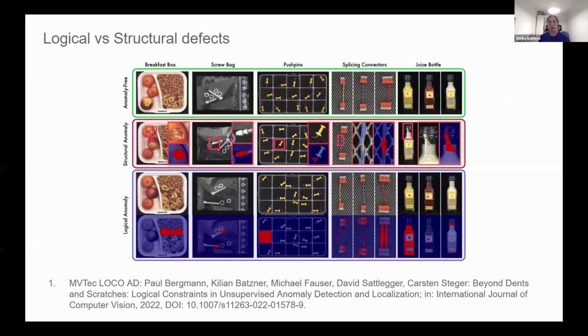And just a bit of terminology, most popular datasets contain only structural defects, like scratches, cracks, some kind of surface damage. But it's also important to understand that we can detect another type of defect, logical, which can be missing components, or maybe wrong shape, or maybe even wrong relative position of different parts of the object. And to detect such defects, we need to understand the general context of the image, which can be challenging. And here you can see some examples of structural anomalies and logical anomalies.